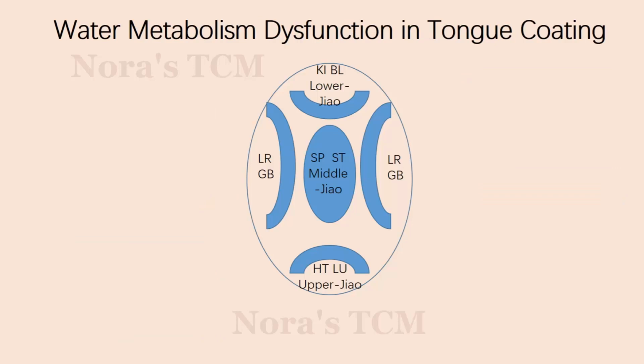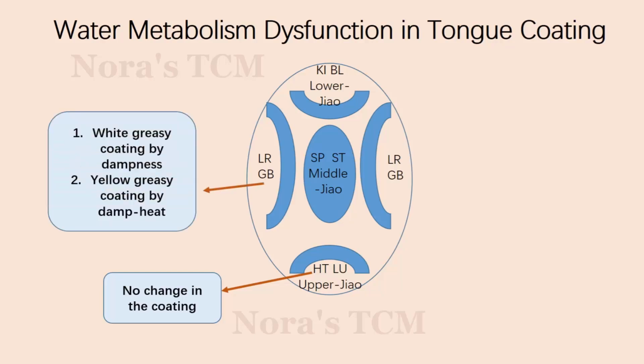Water metabolism is connected with the tongue coating. So if there's water metabolism dysfunction, we can find the information from the tongue coating. Let's have a look at the tongue tip first. It's connected with the heart and lung, upper jaw, but generally speaking, there's no obvious change in tongue coating in this region.